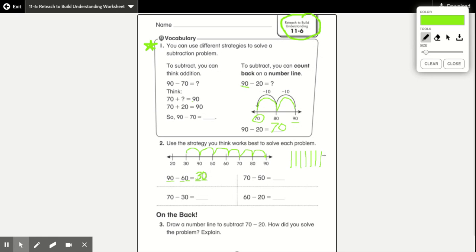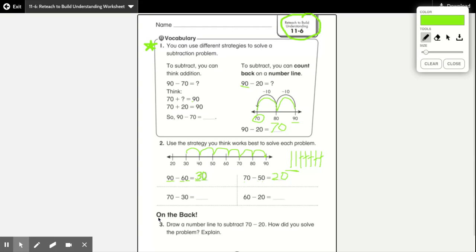5, right? 5 tens. So I'm going to get rid of 5 tens. 10, 20, 30, 40, 50. And that leaves me with 2 tens, which equals 20. And you can double check your answer using mental math, right? 0 minus 0 is 0. 7 tens minus 5 tens equals 2 tens. All right.